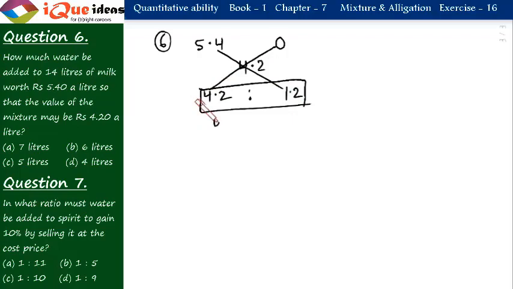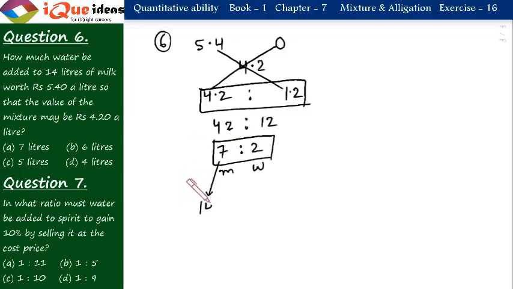So the required ratio will be 4.2 is to 1.2, that is 42 is to 12. If you divide by 6, it will be 7 is to 2. So the required ratio of these two quantities, milk to water, is 7 is to 2.